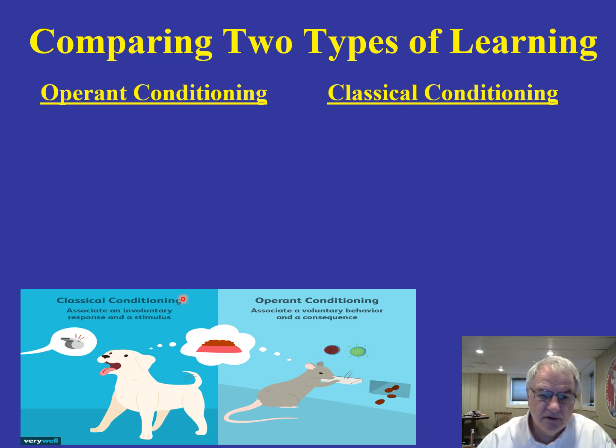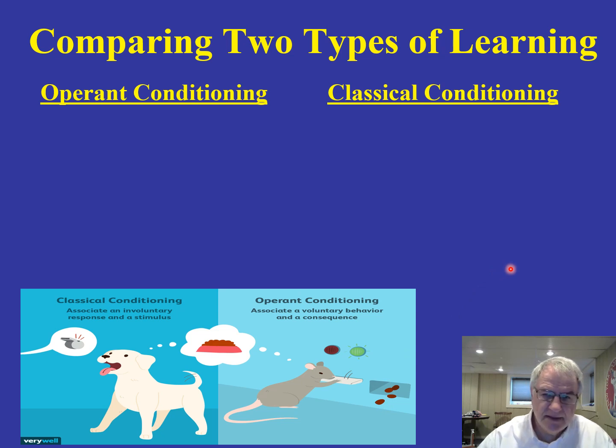First of all, in classical conditioning, we're learning to associate an involuntary response and a stimulus. Recall Pavlov's dog that associated a bell with the presentation of food. In the case of operant conditioning, we're associating a voluntary behavior and a consequence. The voluntary behavior studied by B.F. Skinner was that of pressing a bar, a rat pressing a bar in order to obtain food.